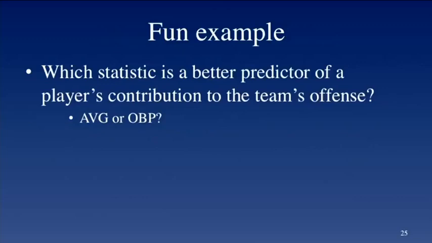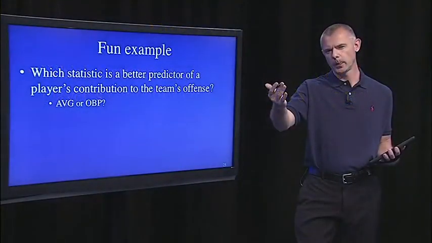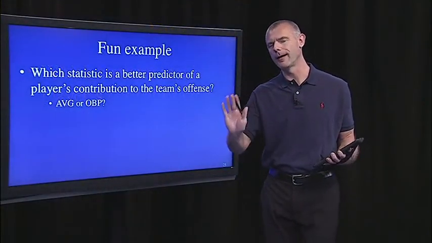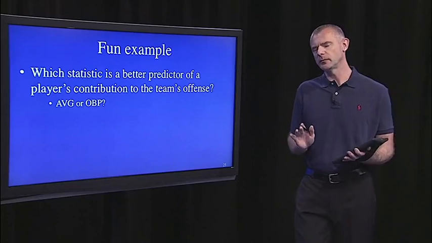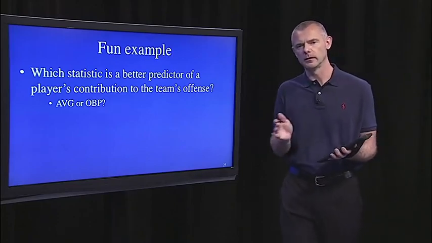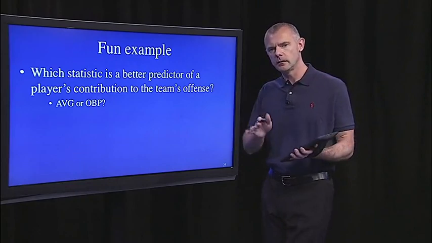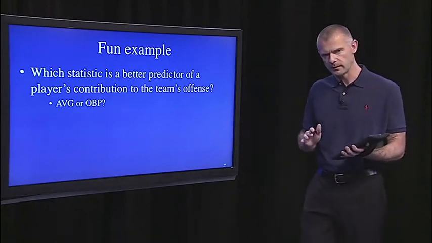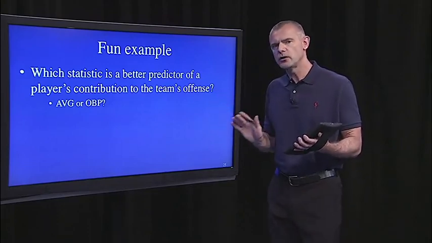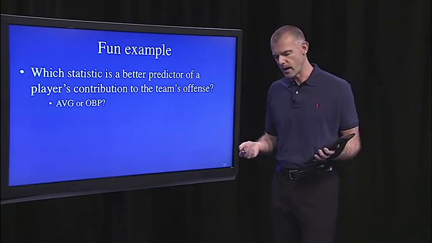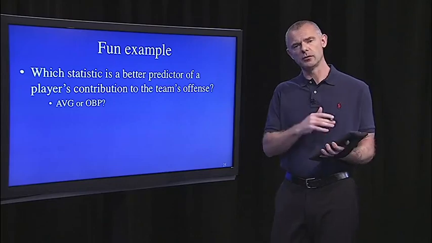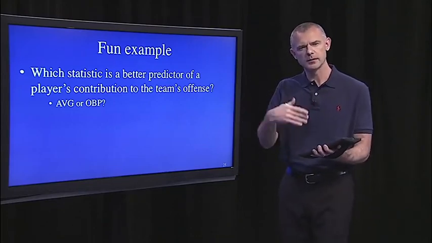So the question is, which statistic is a better predictor of a player's contribution to the offense, batting average or on-base percentage? We already know, because I'm giving you this example, that on-base percentage is going to do better, right? But that wasn't known in Major League Baseball, the professional organization of baseball here in the US. That wasn't known until the mid-'80s. And even if you're not familiar with baseball, you may have seen the movie Moneyball, which talked about a general manager named Billy Beane who used this to evaluate players and to pick players.